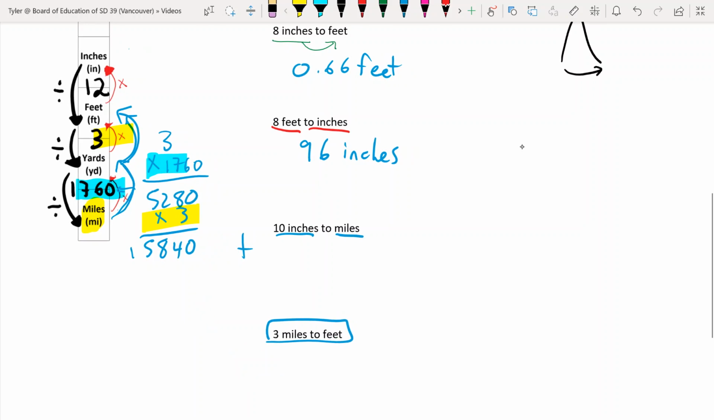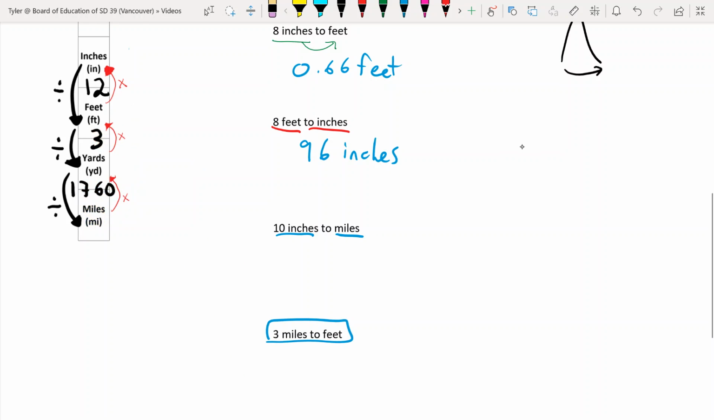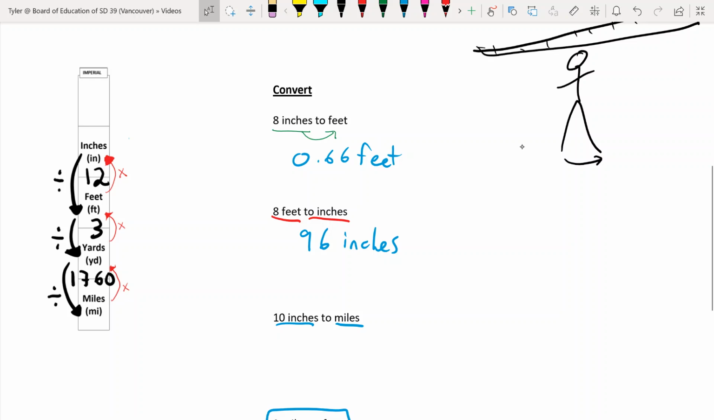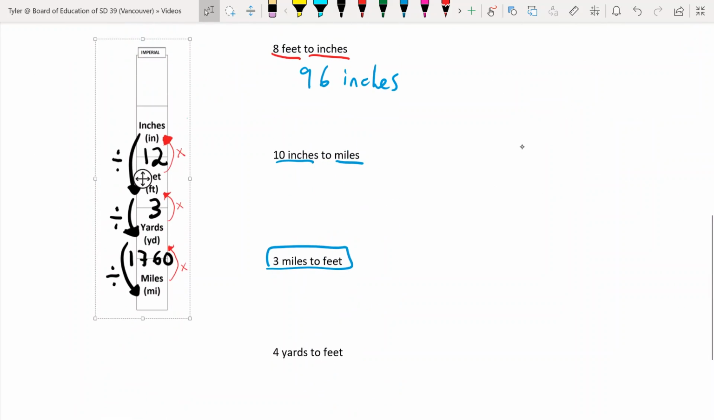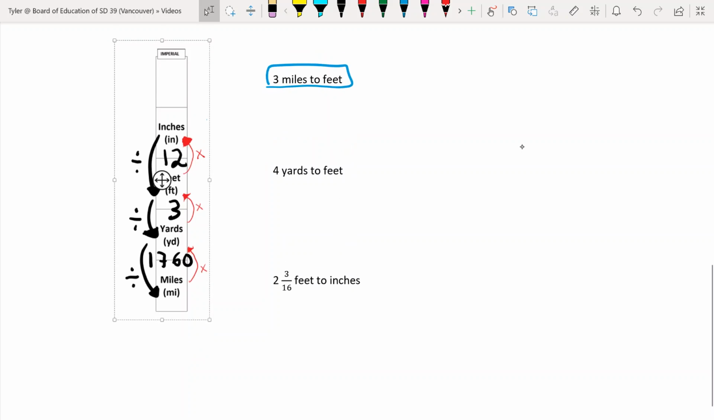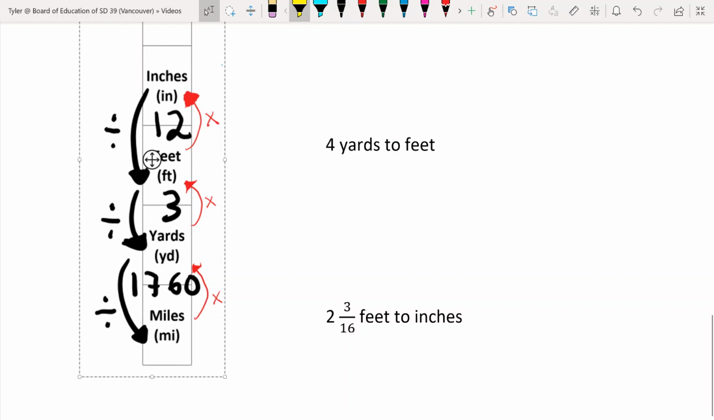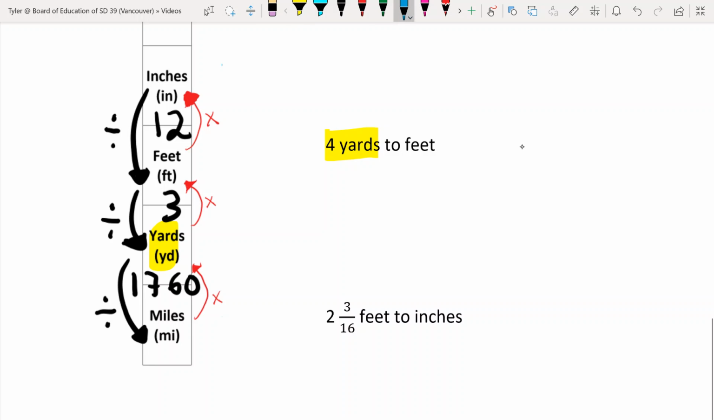Let's erase this. And I'm just going to move this down. There we go. Okay. So we want to do yards to feet. So again, I start at my yards. So yards is right here. And then I'm going to move to feet, which is right there that way. So I started with 4 yards. And as I'm moving up, I need to multiply. So times 3. So that's going to be 4 times 3 is 12. So I can write the answer 12 feet.